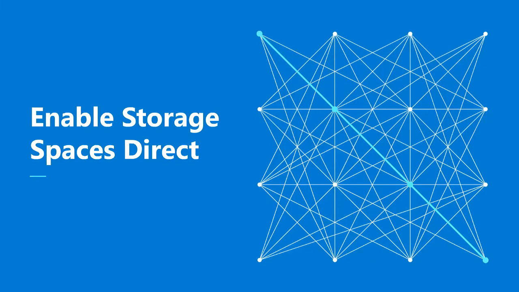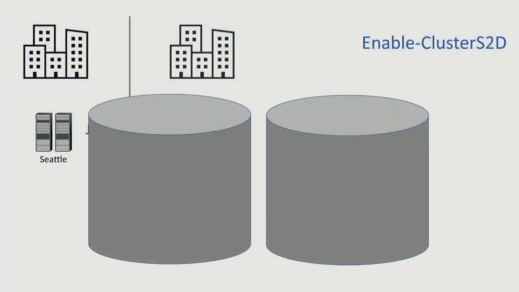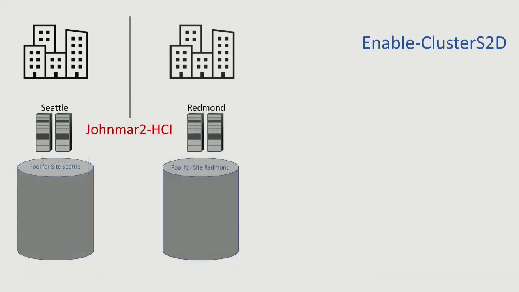So here, I've done that. The next thing, enabling Storage Spaces Direct. We put a lot of work into this. When you enable cluster S2D, we're now going to create a pool per site. So we're going to have one pool for Seattle and one pool for Redmond, for the individual sites. We're going to name them based off of the site name, pool for site Seattle, pool for site Redmond, and with cluster performance history, we're going to automatically set up storage replication for it. So you don't have to do anything. It's all done for you.